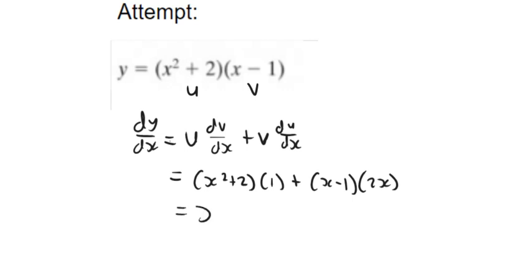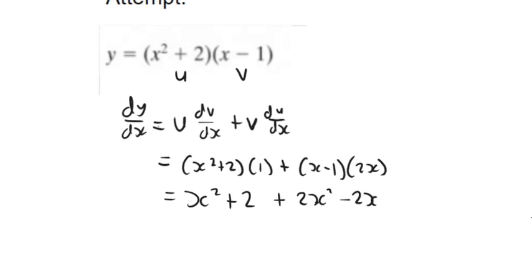So that's just going to give you x squared plus 2 plus, let's just do 2x times x, so 2x squared. 2x times minus 1 is minus 2x. I'll just keep going here just to make it a bit simpler. You don't really have to, but it's better to. So we get 3x squared minus 2x plus 2. And that's it then, we're done. So that's the product rule.